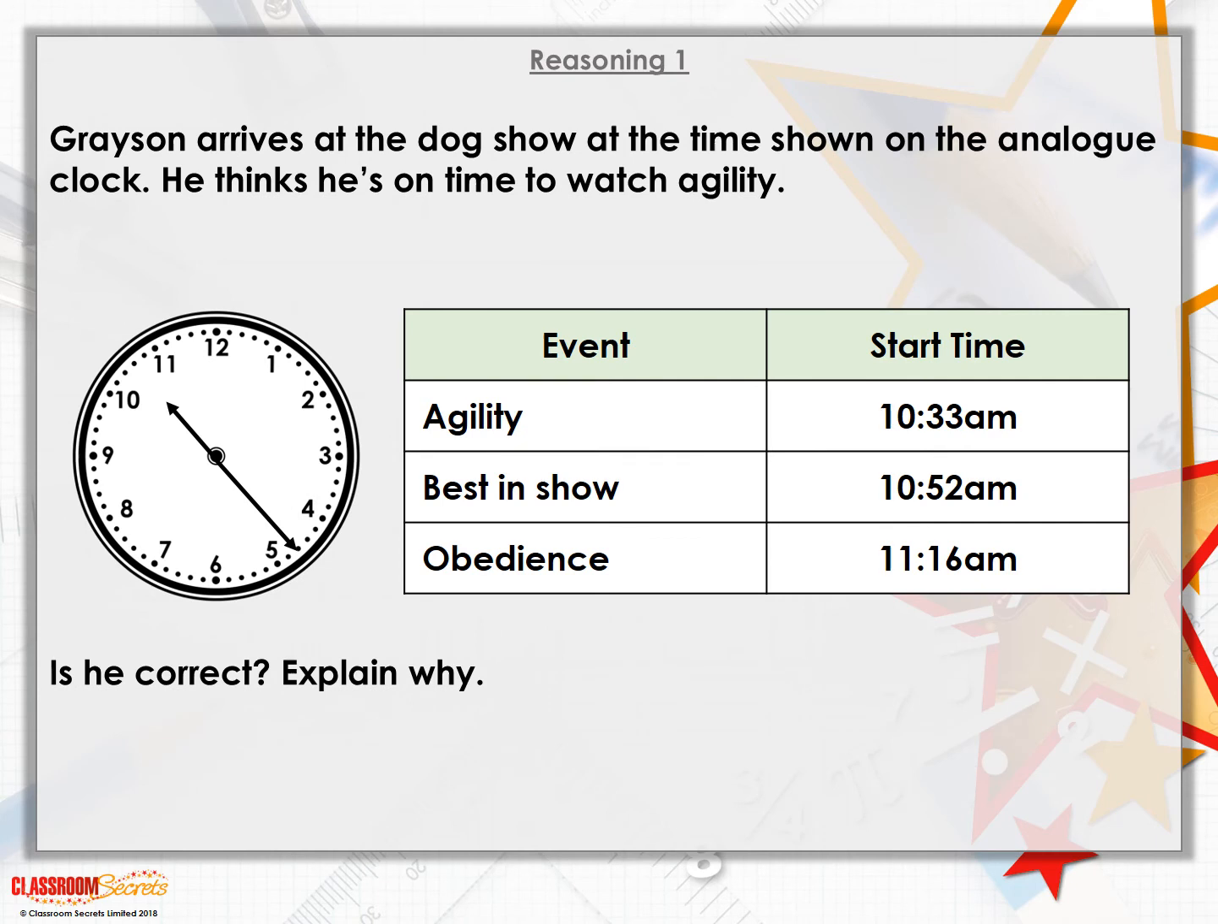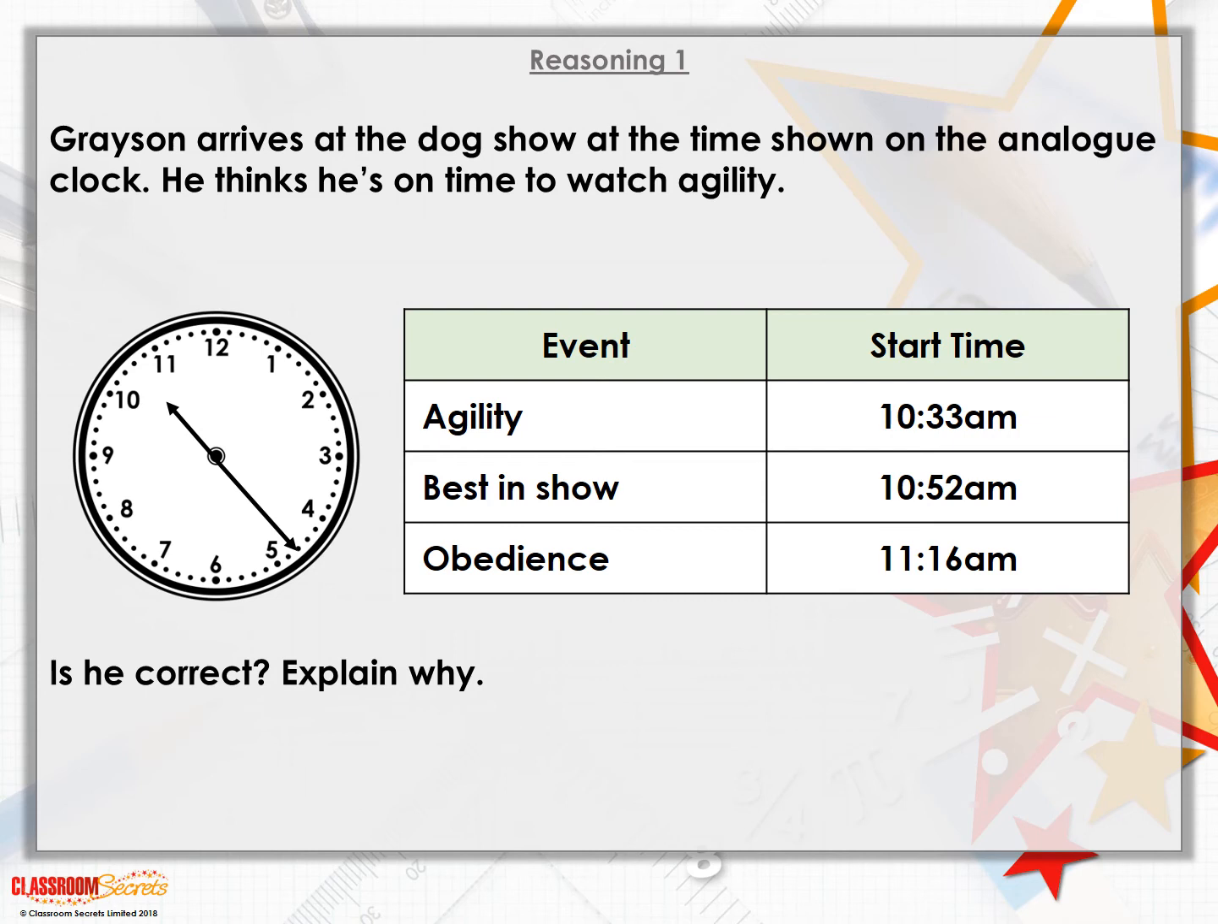Okay, another similar question where we're using our analog time skills just to help us break this question down, but still fairly straightforward. Grayson arrives at the dog show at the time shown on the analog clock. He thinks he's on time to watch Agility. Is he correct? Explain why. So again, it's a two-part question, just got to break it down nice and simple.